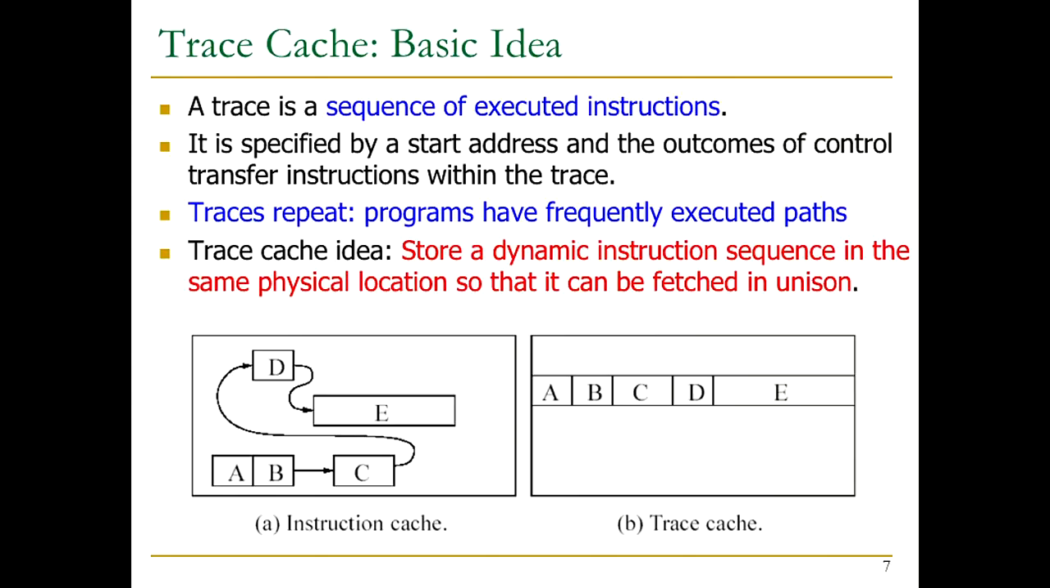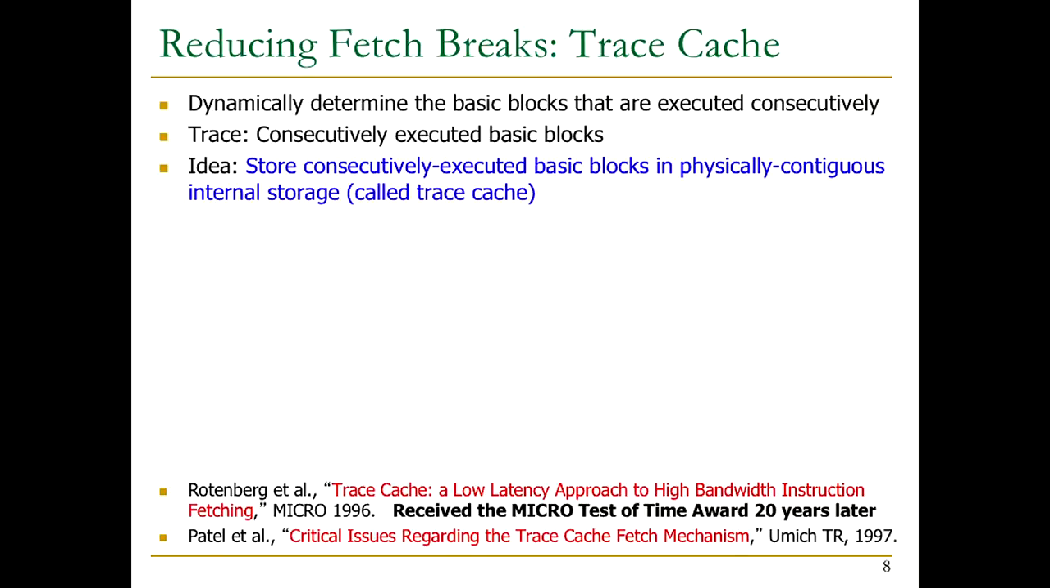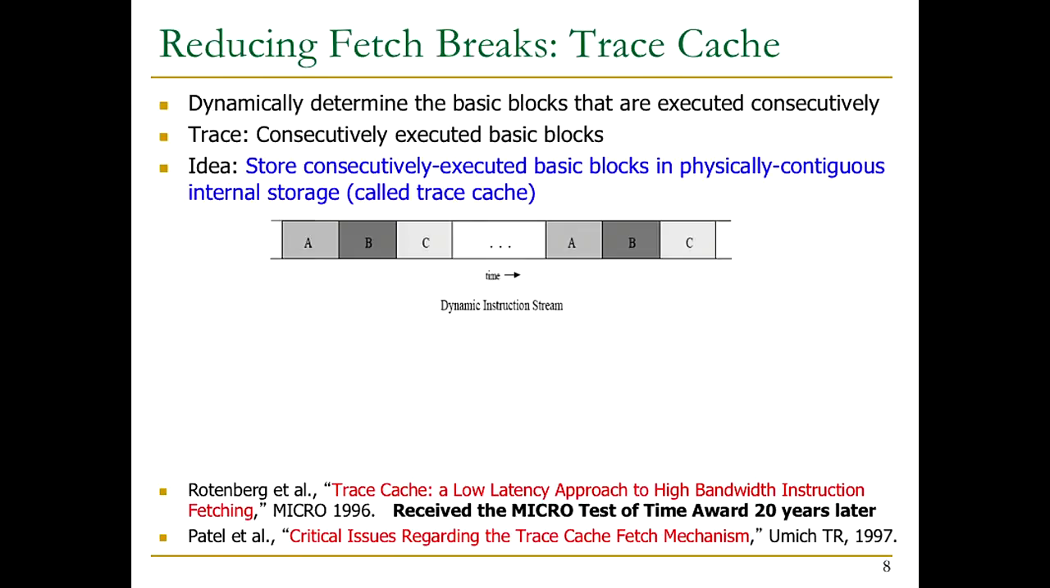The idea of trace cache is identifying these frequently executed traces and storing them together in the same single cache block, such that when you fetch it, you get all of them at the same time. And if this is the frequently executed path of your program, then you're most of the time correct. You can feed your wide fetch engine this way. Make sense? Maybe you can fetch even 256 instructions at the same time, assuming this is very frequently executed. Okay. Basically, the idea is to dynamically determine the basic blocks that are executed consecutively, and store those consecutively executed basic blocks in physically contiguous internal storage. That's called the trace cache.